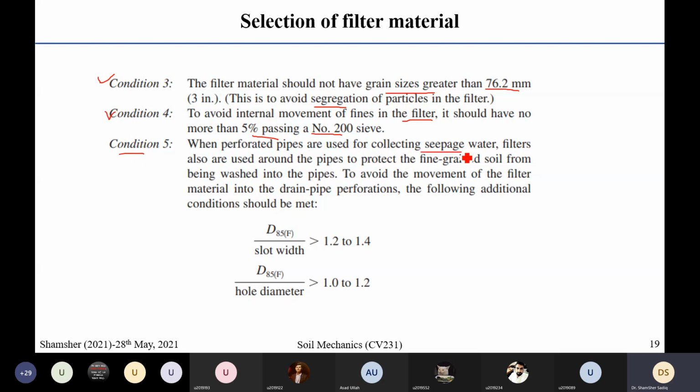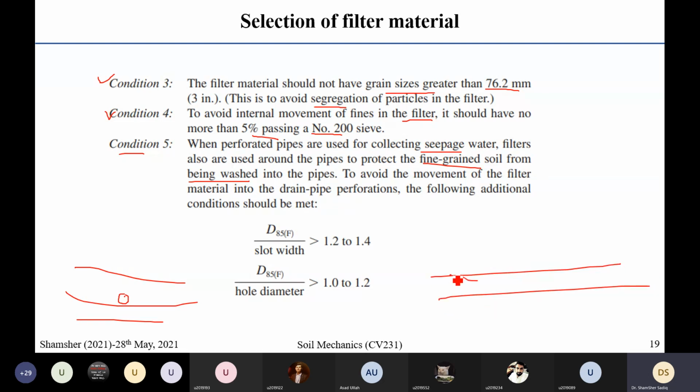Condition 5 is when perforated pipes are used for collecting seepage; filters are also used around the pipes to protect the fine-grained soils from being washed. To avoid the movement of the filter into the drain pipe, the following conditions should be satisfied. For example, if there is a road and below the road we have given a pipe to collect the drainage, this pipe has small holes inside it. We call this pipe a perforated pipe. So around its perforations you will provide a filter.